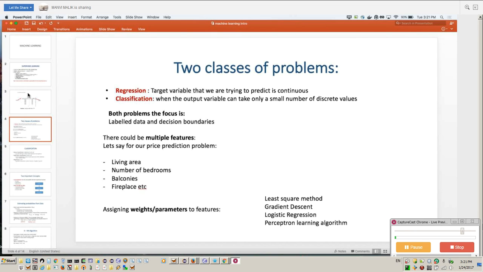And as I said, there can be multiple features. For a price prediction problem, these can be other features, like the living area, number of bedrooms, whether there are balconies or a fireplace, etc.